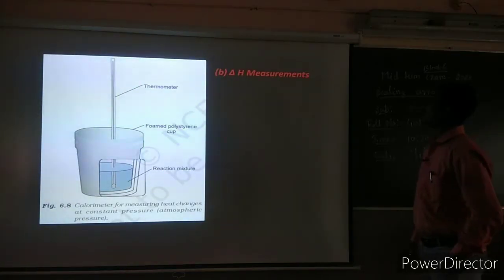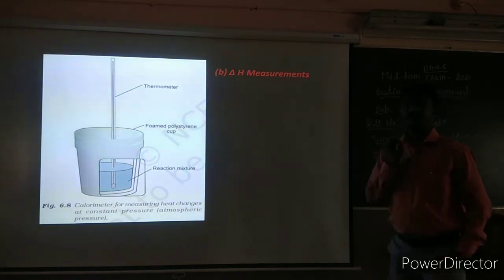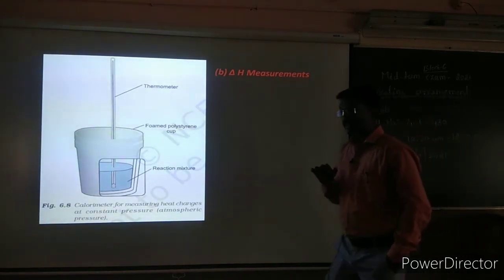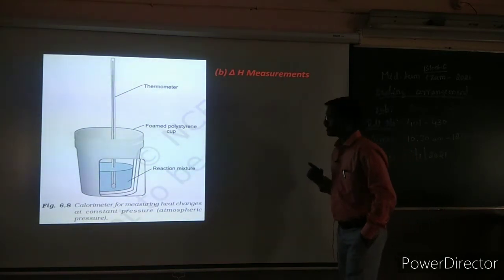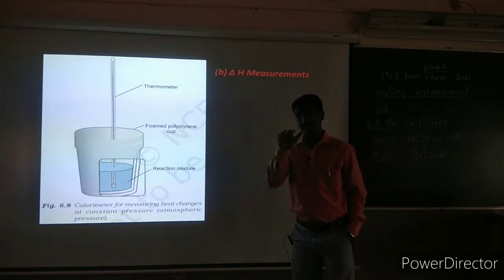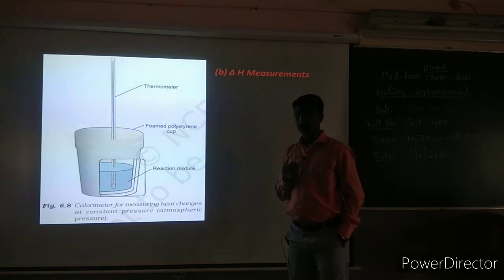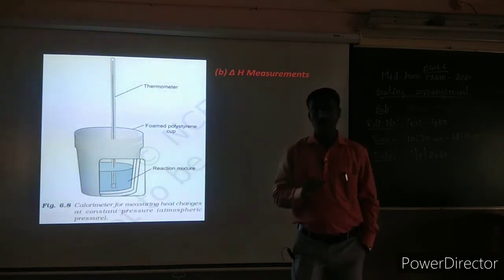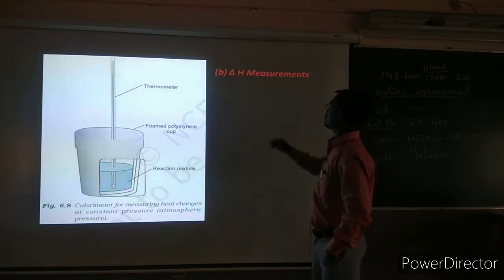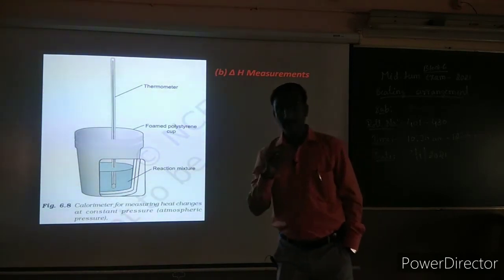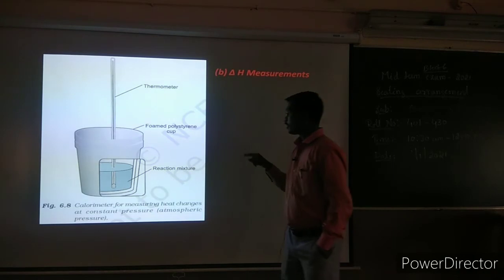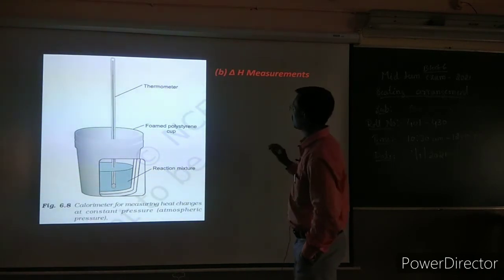The second one is the measurement of delta H, meaning change in enthalpy. Enthalpy is nothing but heat. Here we calculated the change in the internal energy, that is delta U, by keeping the volume constant, QV. Here we are going to calculate the change in the enthalpy, which is again in the form of heat, by keeping the pressure constant.